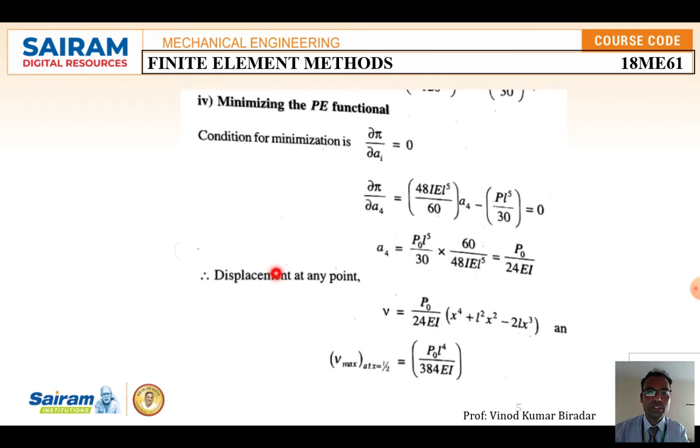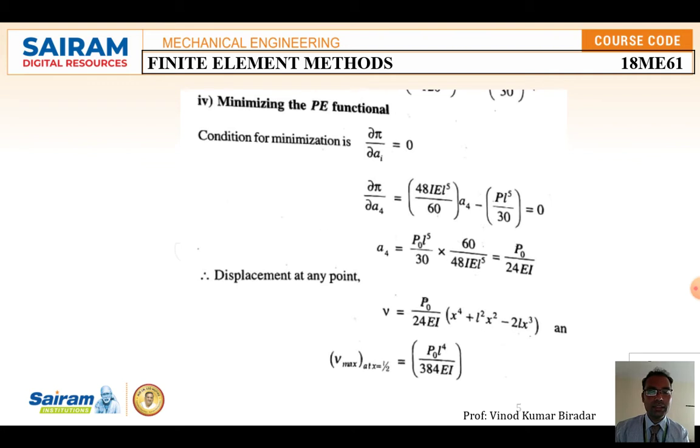But we know that the displacement at any point for the given fixed beam is u equal to P naught by 24 EI into x to the power of 4 plus L square x square minus 2L x cube. We know the a4 value, so you have to substitute it. The maximum deflection at the middle is found by substituting x equal to half, that is L by 2, with total length L. Then you are going to get P naught L to the power of 4 whole divided by 384 EI.